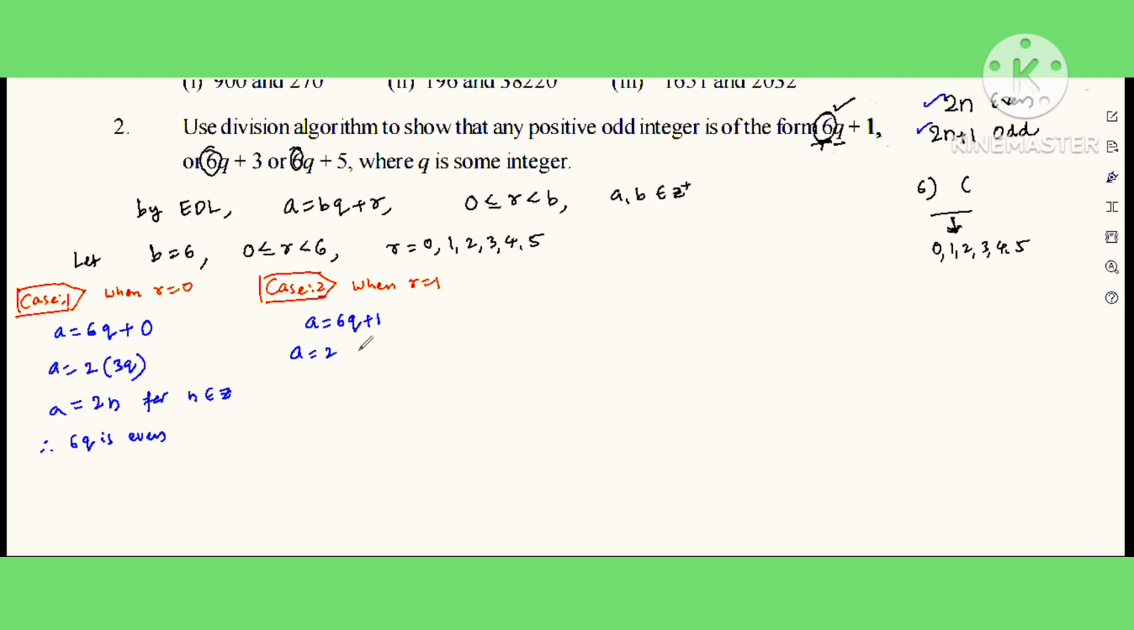So a equal to 2 into 3q plus 1. That is, 3q is some integer, so a is 2n plus 1 for n belongs to Z. Now this is which form? That is the odd form. So therefore 6q plus 1 is odd. Now let us take case 3.